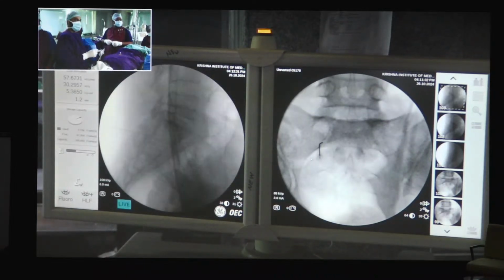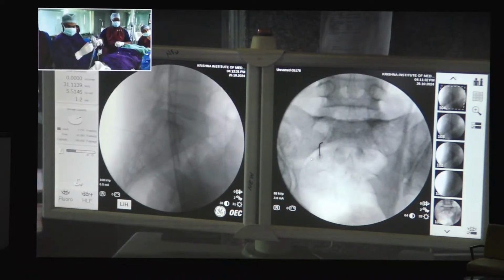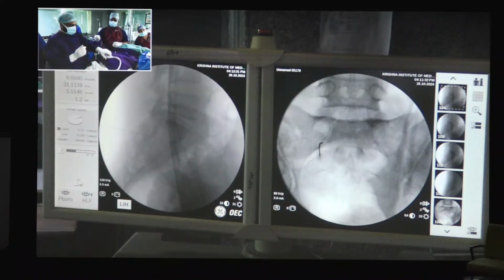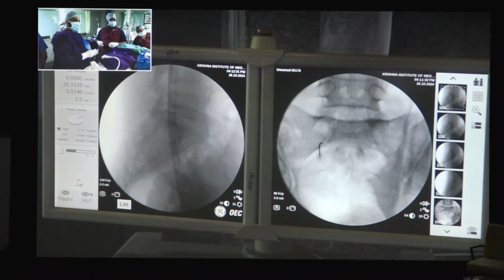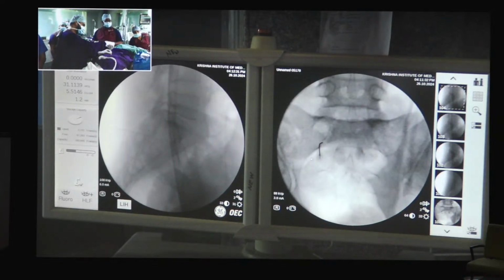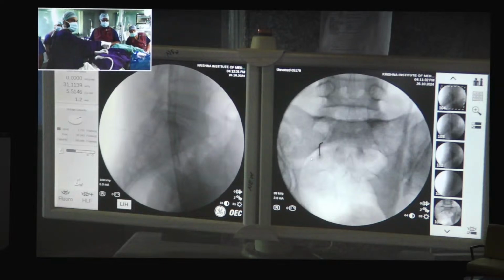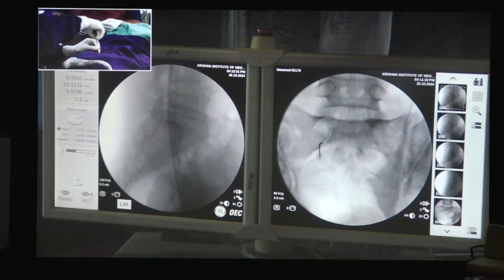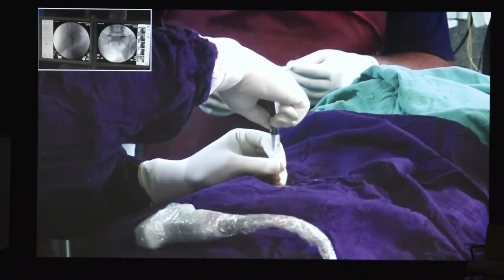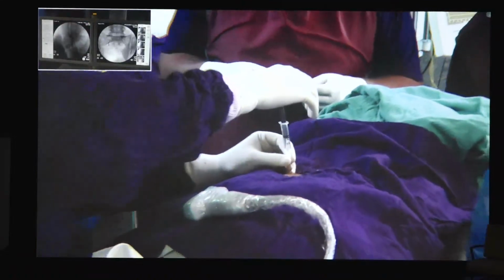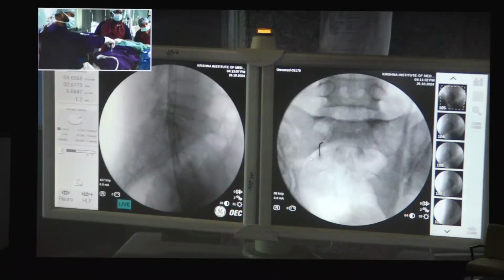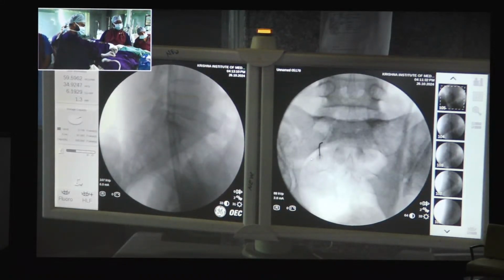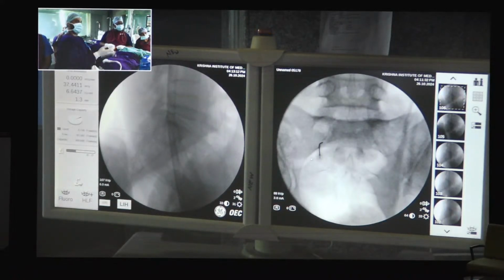Should be fine. So I'm just going to give contrast, just to confirm and check out if any vascular spread. Live picture. Okay, AP.